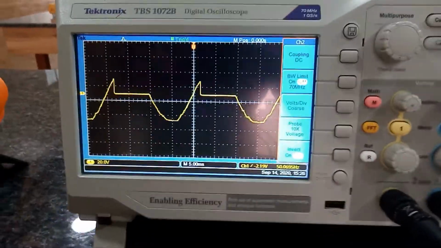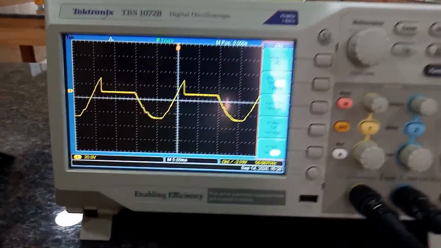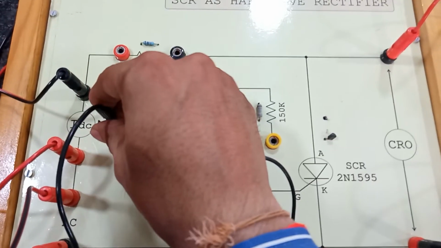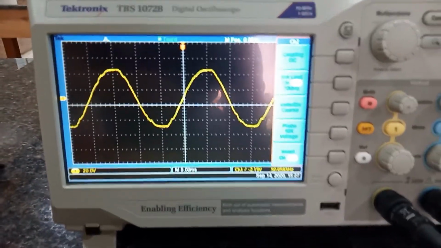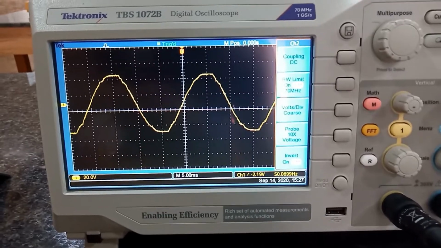Let me show you again by removing the gate terminal. If I remove this gate terminal, then you will see a pure sine wave. This is when the SCR is not conducting.